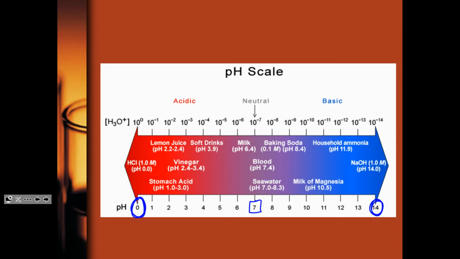Lots of different materials and substances have different pH values. You'll see acids on the left and bases on the right. And then in the middle, we have neutral substances like blood, seawater, baking soda, and milk is close to being neutral as well.